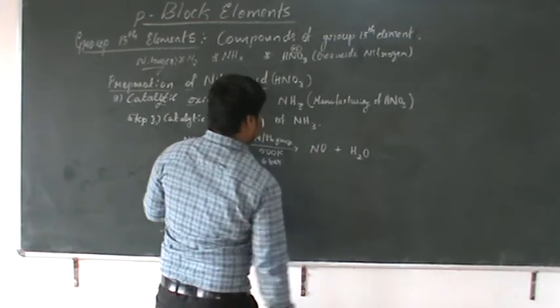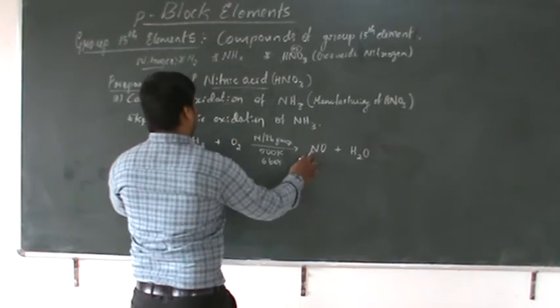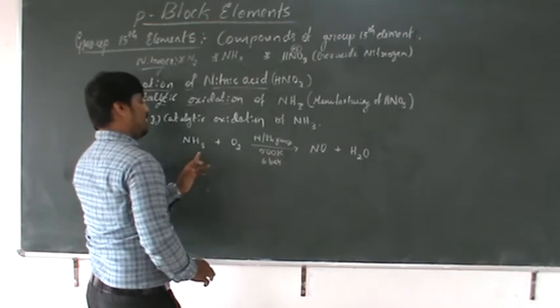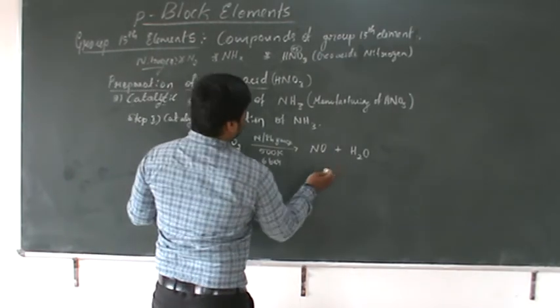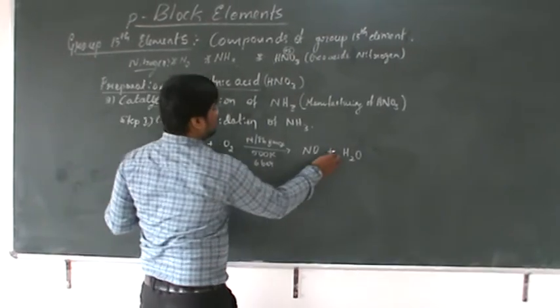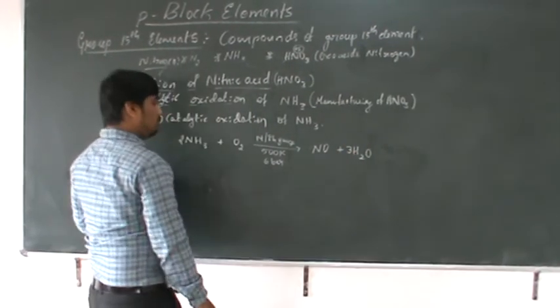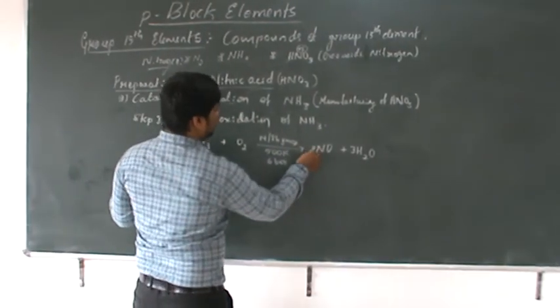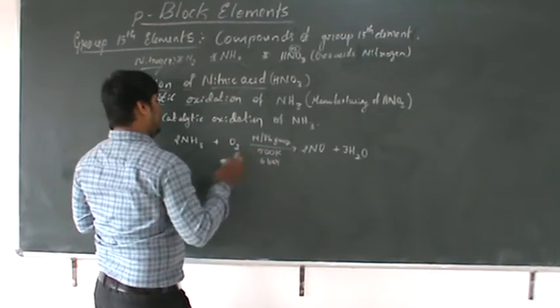And how to balance this one? One nitrogen, two oxygen. What are the differences observed? Hydrogen, 3 hydrogen, 2 hydrogen, and make it the same. Okay, by multiplying 2 and 3 here, the number of nitrogen differs. Then again I multiply by 2. Just trial and error method.